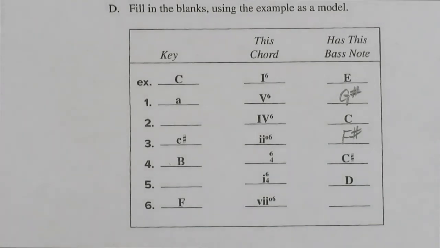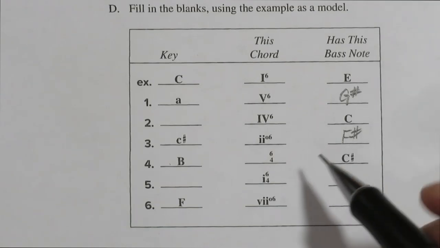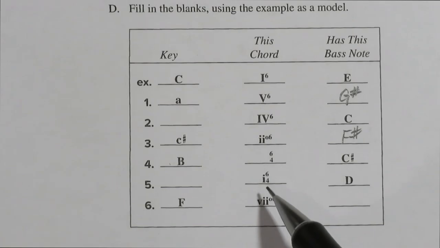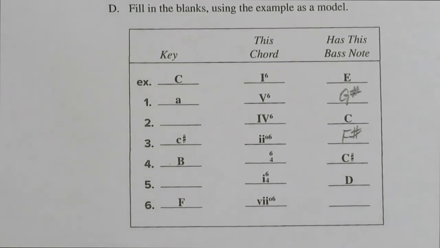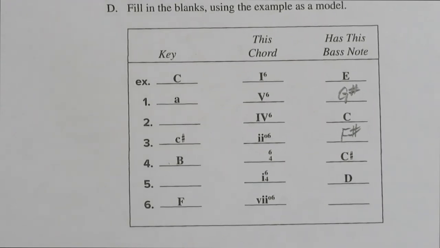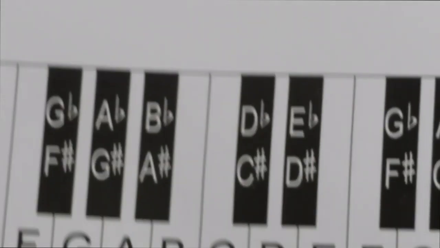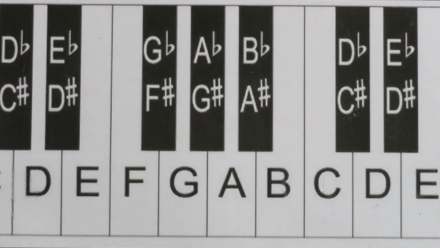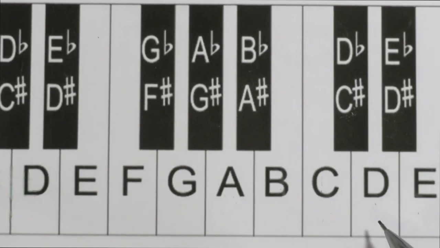So, number five, the last one, you have to figure out what key. So, the chord is a 1-6-4, and it has this bass note. Okay. And so, it's actually a minor 1-6-4 that has that bass note. So, it's got a D in the bass. Okay. Now, it's a 6-4, so it's a second inversion. So this is the fifth of the chord.